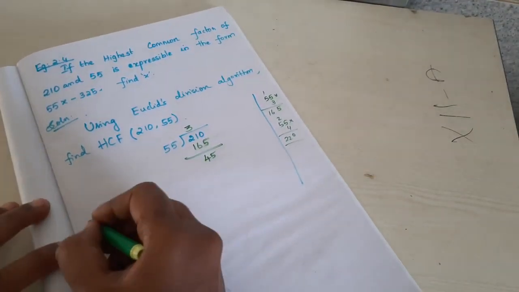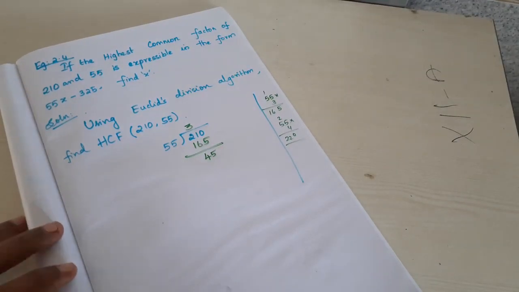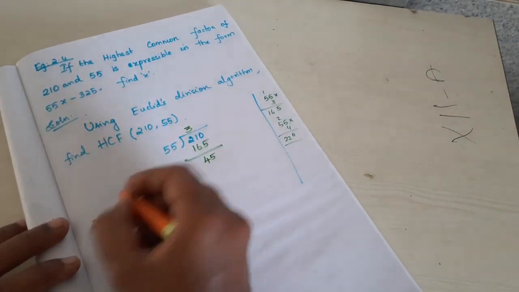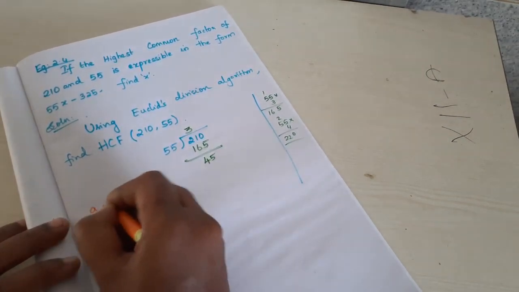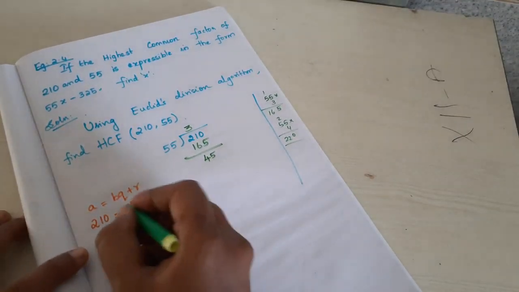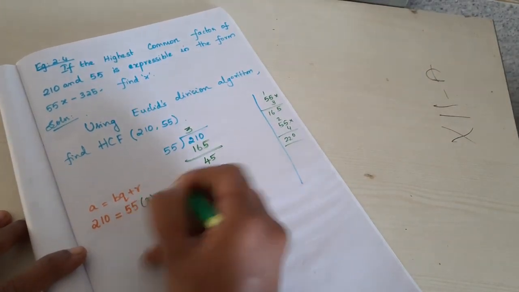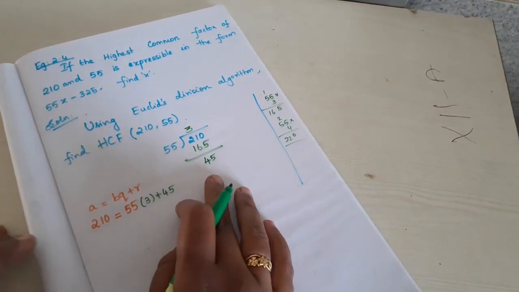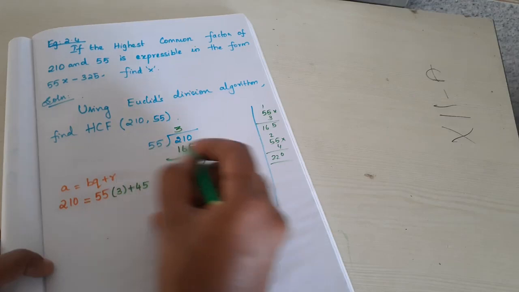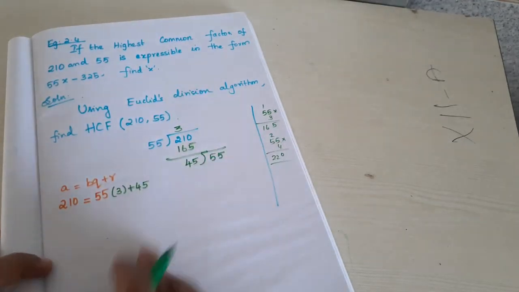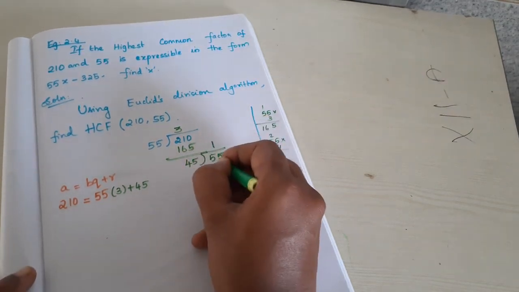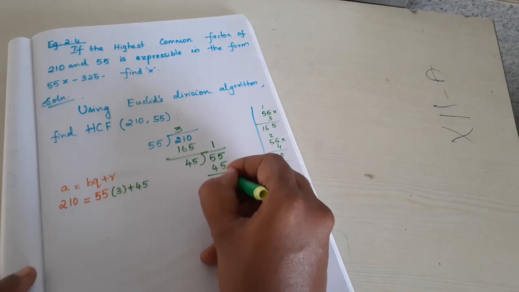So what is the first step? How can we write the first step? 210 is equal to, A is 210. So A is equal to B, 55. This format, A is equal to BQ plus R, that format you need to write, okay? So A is equal to B times Q, 3, plus what is the remainder? 45. So the remainder is not 0. We need to repeat this. Now this remainder becomes the divisor and the divisor becomes the dividend. This number you need to put inside. Then, for 45, what is the remainder? 10.